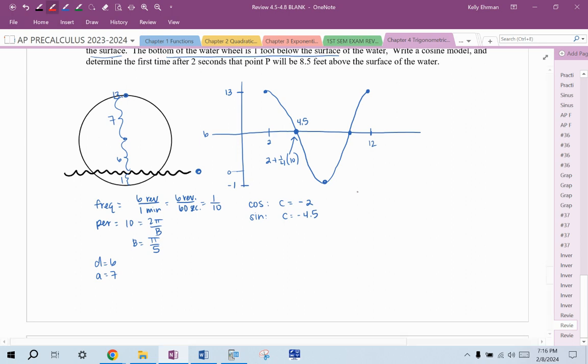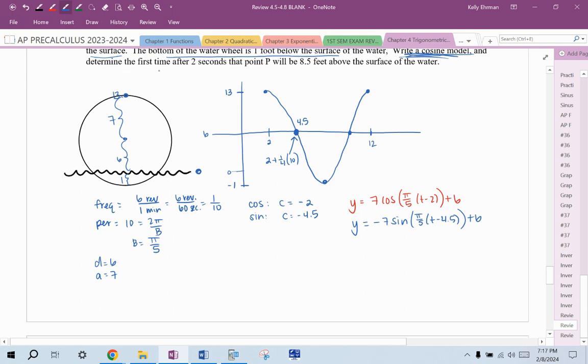And we want to write the model. So y is equal to, for the cosine graph, 7 cosine of pi over 5 times t minus 2 plus 6. And if we're looking at a sine graph, it would start here and open down. So it's negative 7 sine of pi over 5 times t minus 4.5 plus 6. This question says, write a cosine model. I guess I did more work than I needed to.